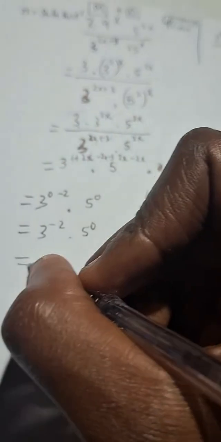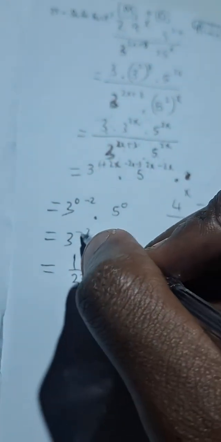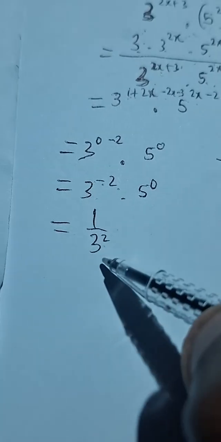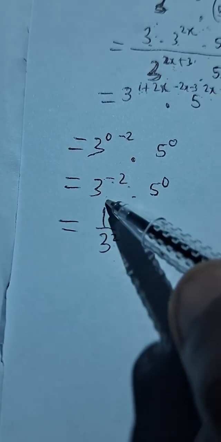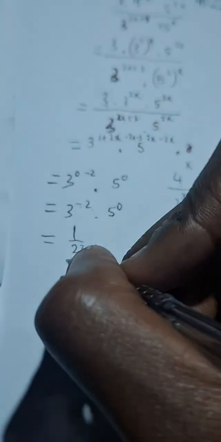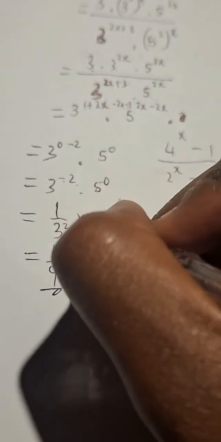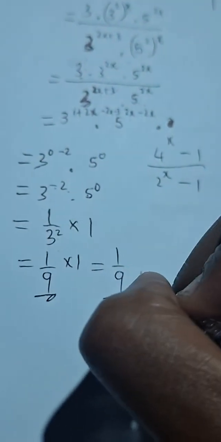Okay, and then finally our answer is 1 over 3 to the power 2, because 3 to the power negative 2 can be written as a fraction. 3 goes down to the denominator, the exponent changes from negative to positive, then 1 gets left behind in the numerator. We get an answer of 1 over 9. Remember, 5 to the power 0 is 1. 1 over 9 times 1 is actually 1 over 9. Okay.